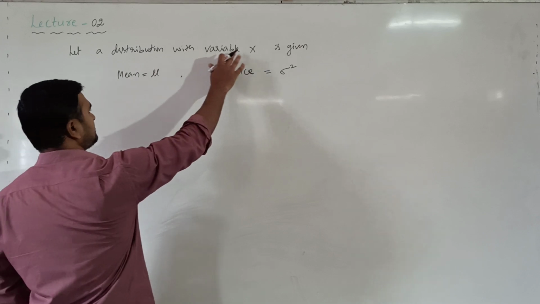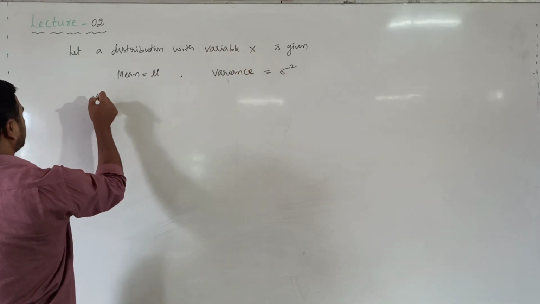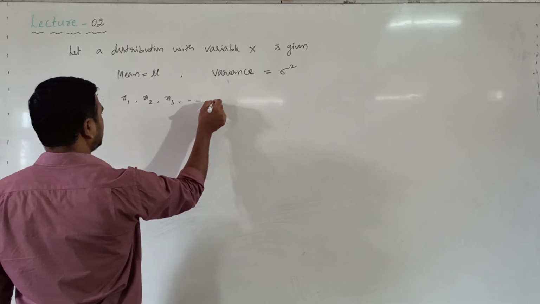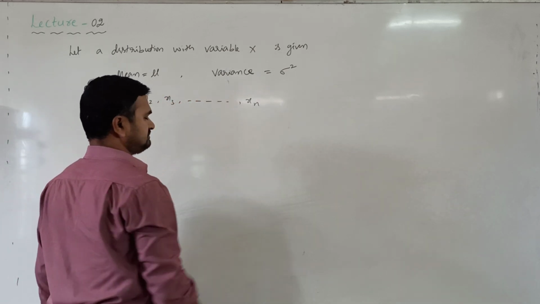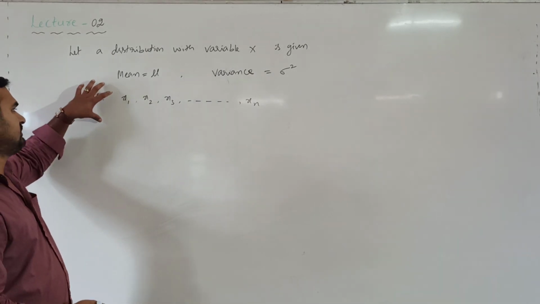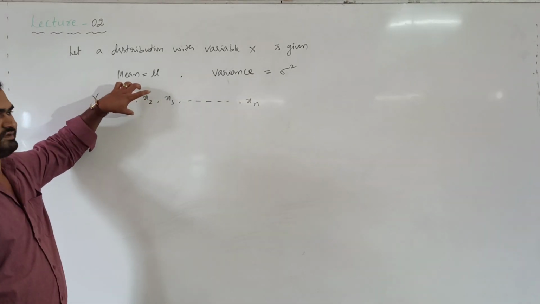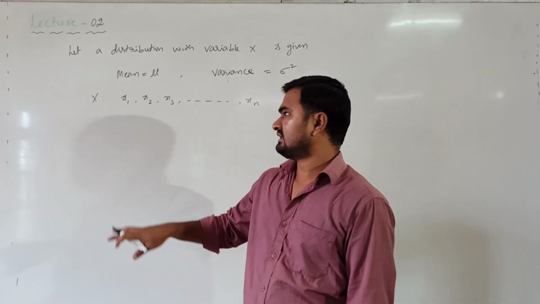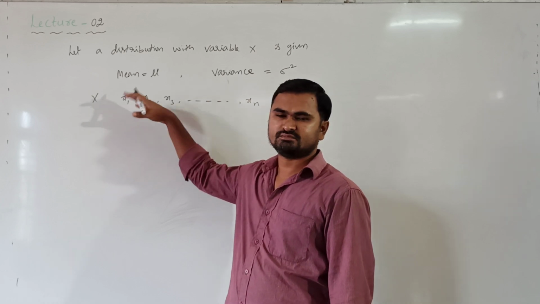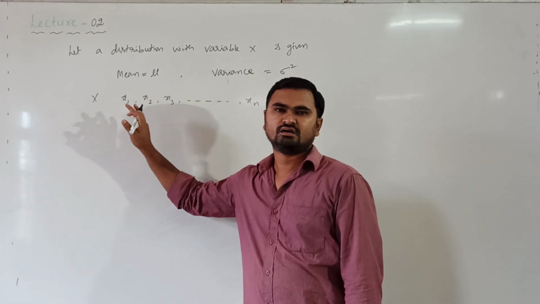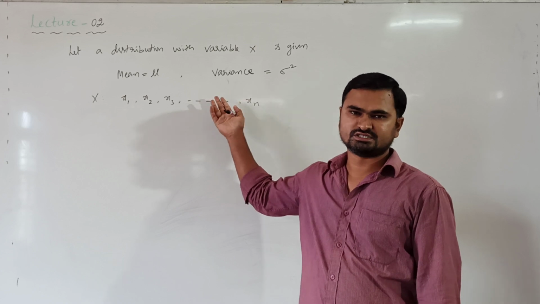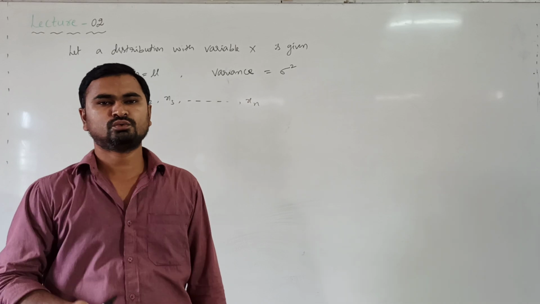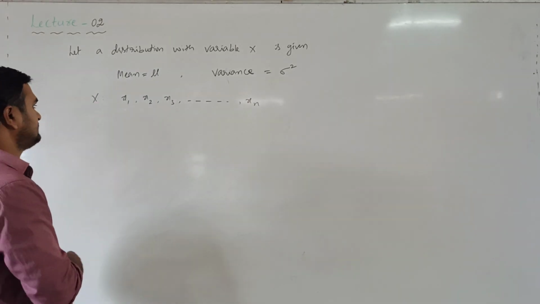Now these observations, the variable x, we can take in the form x1, x2, x3 up to xn. Variable x is given means we can take the observations as x1, x2, x3 up to xn. Now, if each of these observations is multiplied by some constant, or divided by some constant, or we add or subtract some constant, then what will happen to the new mean and the new variance? That we'll see.